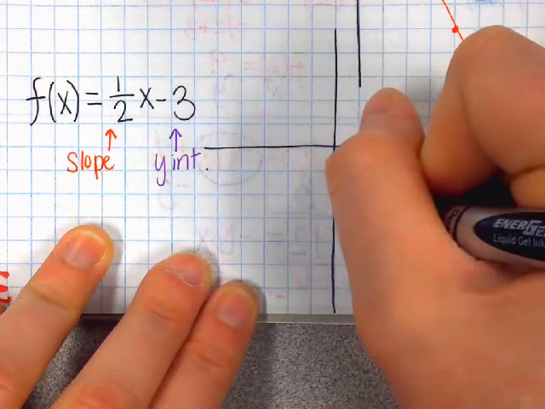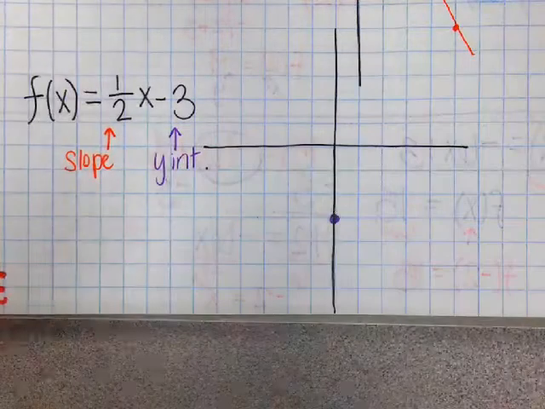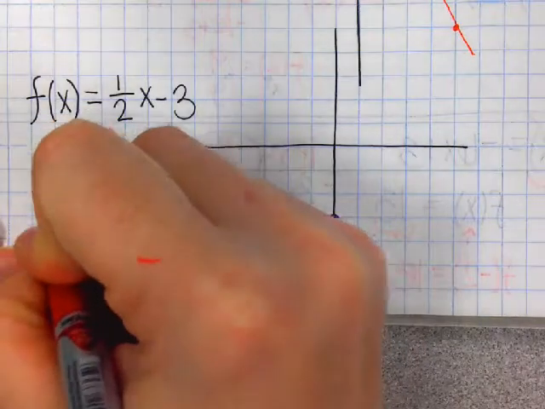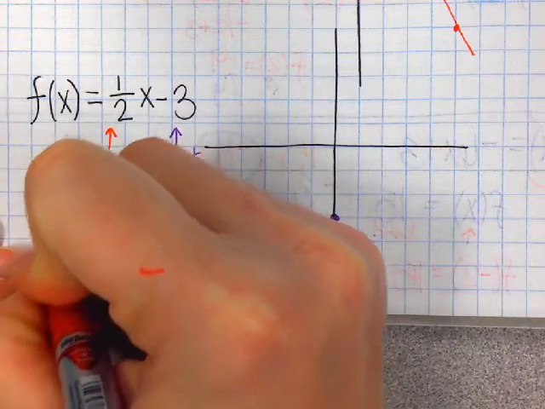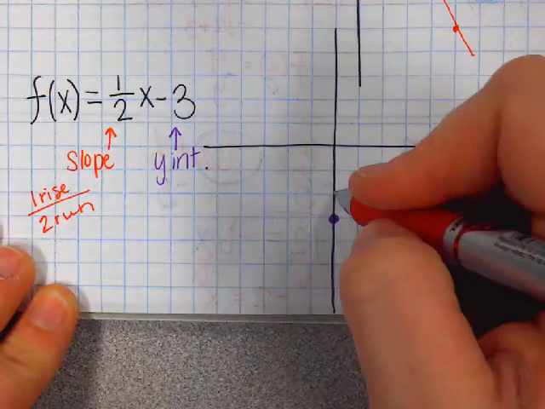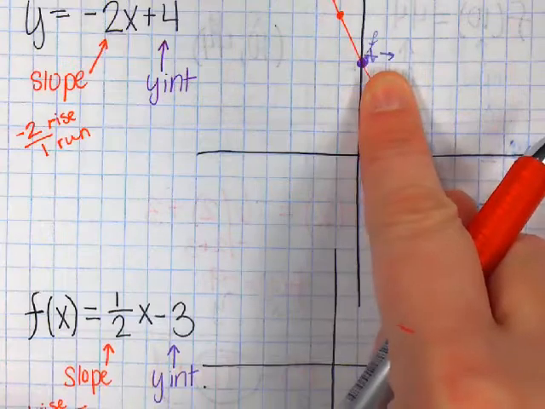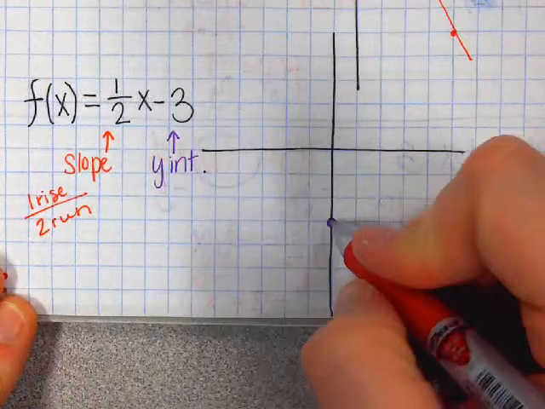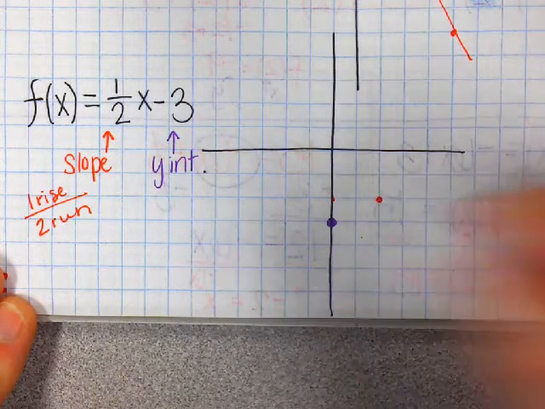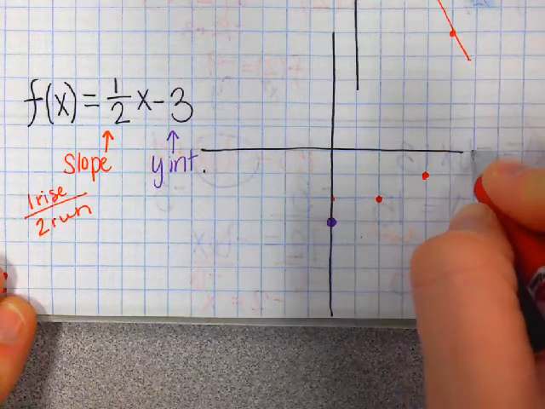So I'm going to start at -3. 1, 2, 3. That's where I start. And then my slope is rise 1 and run 2. So go up 1. Because it's positive, I need to go up. This one was negative, so I had to go down. This one's positive, so I need to go up. So up 1, over 2. Up 1, over 2.